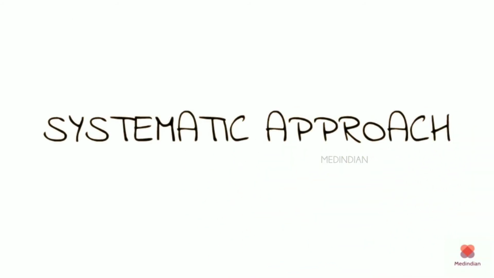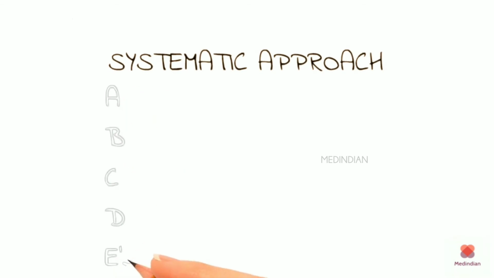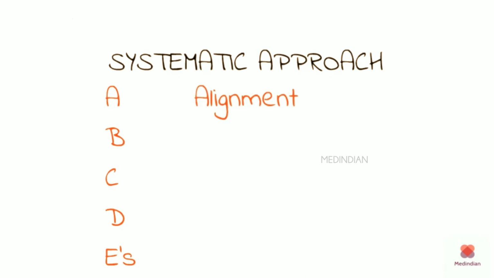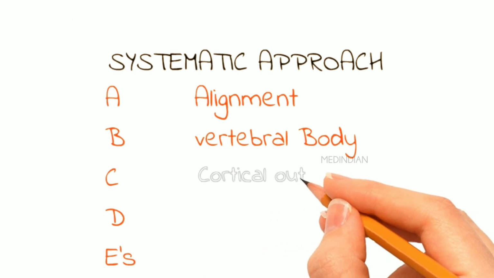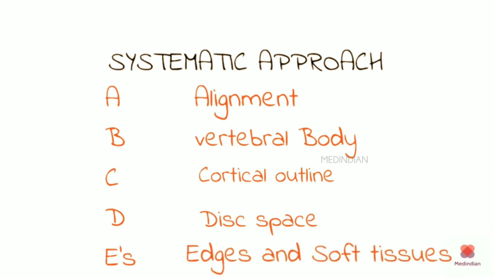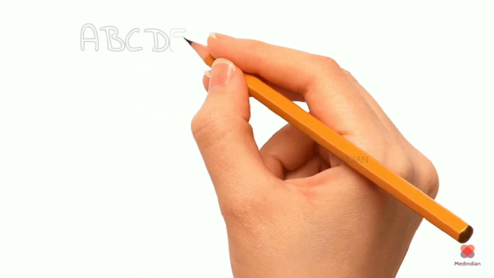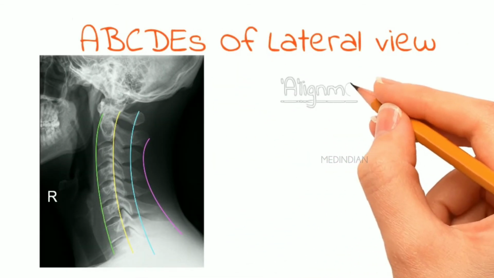While looking at an X-ray, it is important to follow a systematic approach, and the easiest way is the ABCDE approach, where A stands for alignment, B for vertebral body, C for cortical outline, D for disc space, and E for the edges and soft tissues. First, let's have a look at the cervical spine X-ray lateral view.